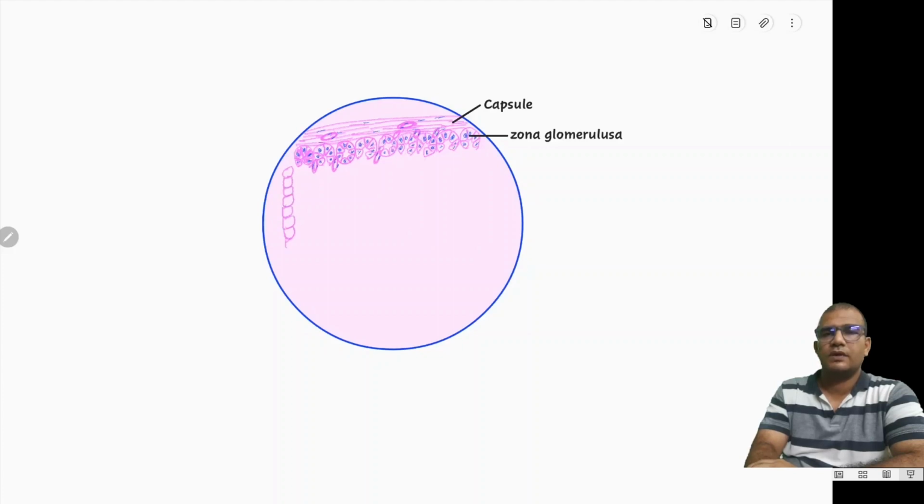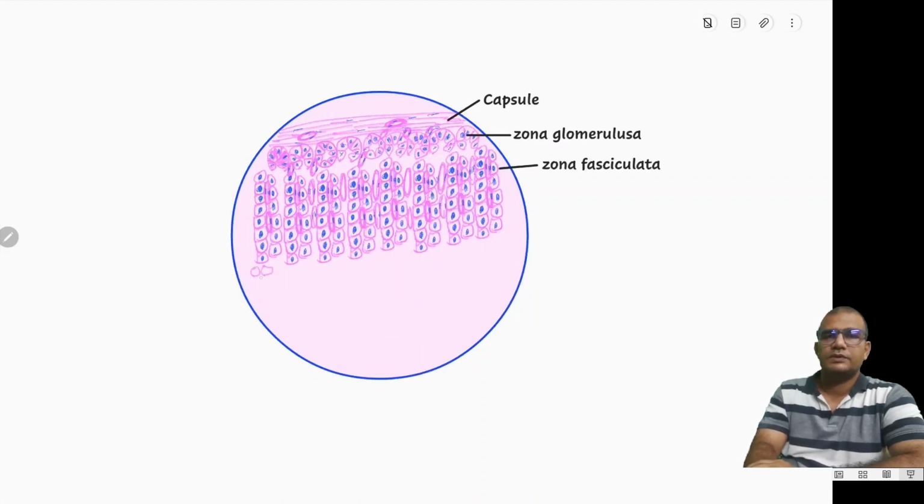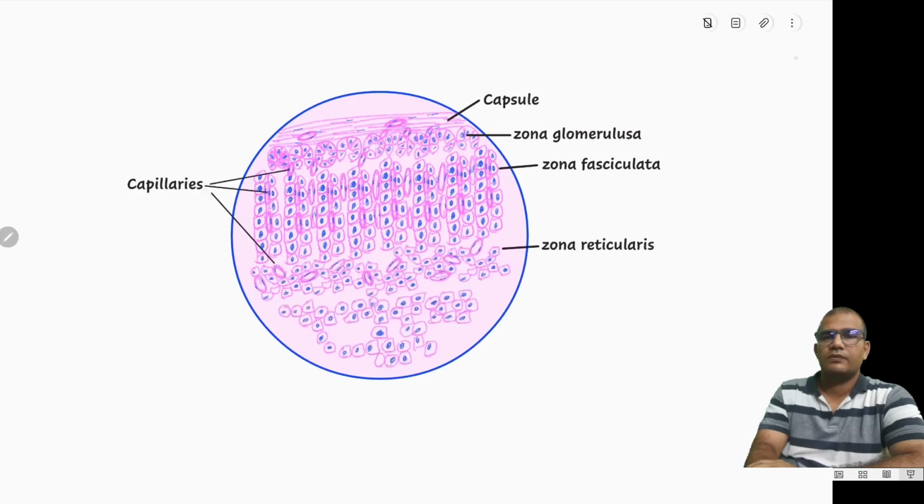These are zona fasciculata. These single or double layered cords of the cells which are separated by the sinusoids, they form zona fasciculata. Complete the diagram. Then show zona reticularis, the irregularly arranged cords of the secretory cells which are separated by the capillaries. Once you complete the drawing of zona reticularis, start with the drawing of medulla.